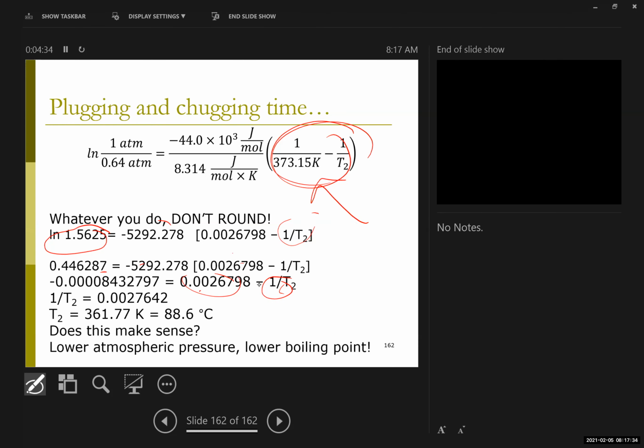Right. And of course, the flip side of this is if you want to boil water at 0 degrees C, and who doesn't, right? If you just decrease the pressure enough to where the vapor pressures become equal to the atmospheric pressure at whatever temperature, it will boil, right?